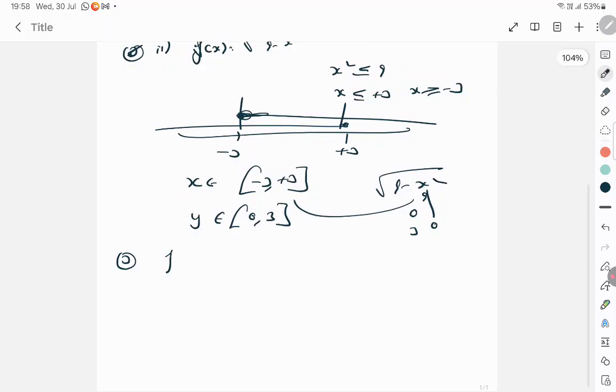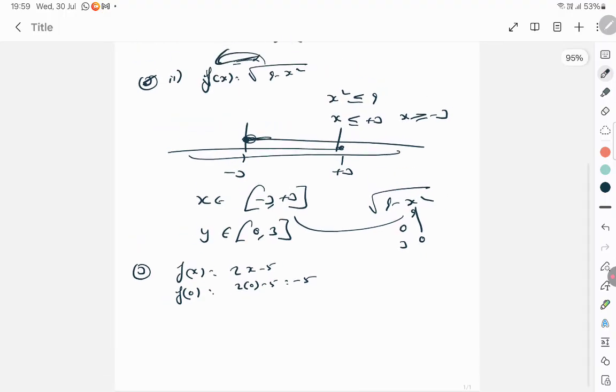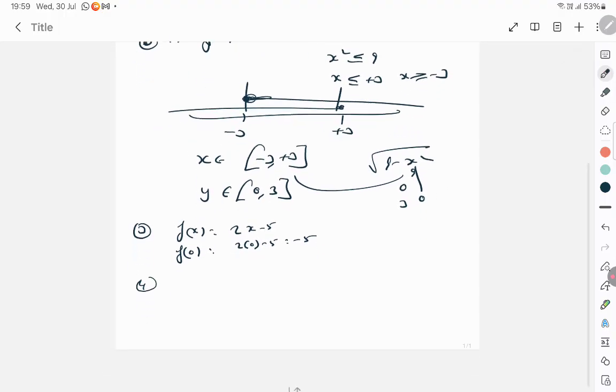Third question is, they have given f(x) equal to 2x minus 5. Write down the value of f(0). It's 2 into 0 minus 5, which is minus 5. Then similarly, f(7) and f(minus 3), you can do it on your own. Let's go to the fourth question.